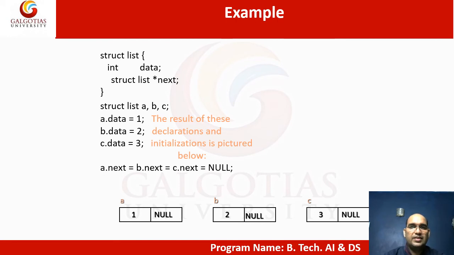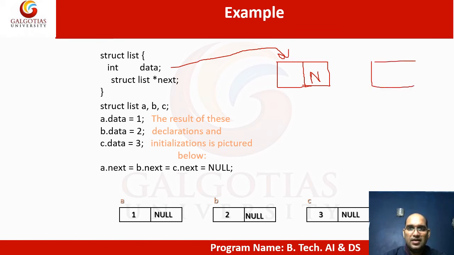So let's see one example. Struct list, int data, struct list next. So we have a structure and we name it list, right? In the first field, it is data, and in the second field we have the struct list next. The name of this is next, right? And it can store the address of a similar kind of list. Suppose there is one more list, this.